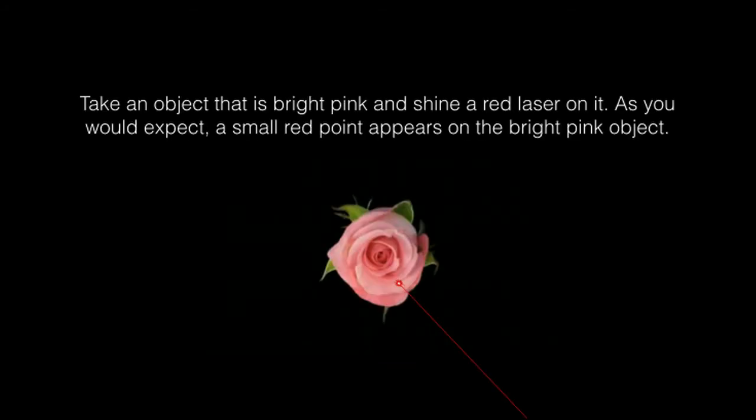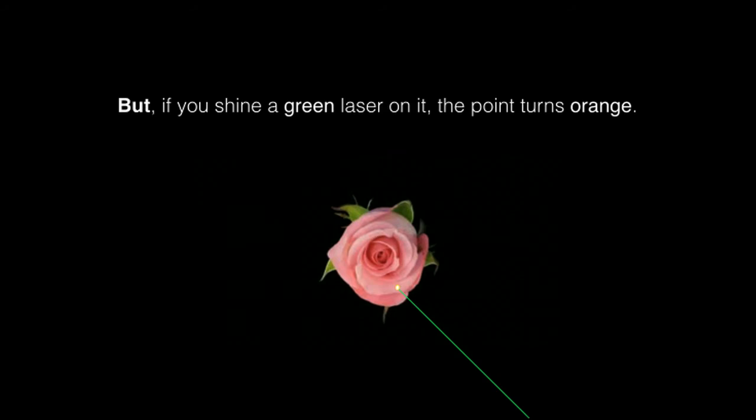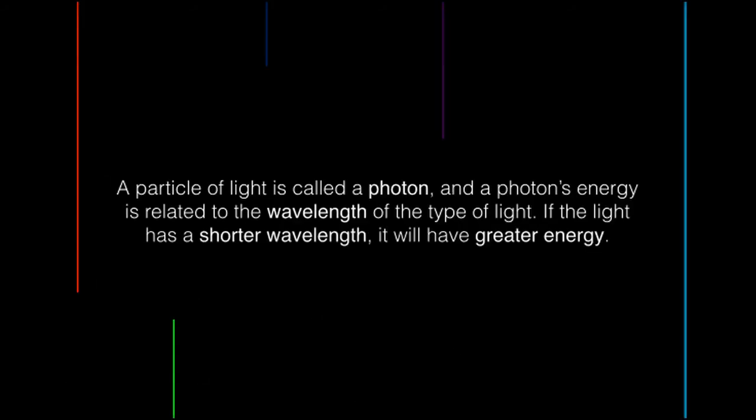Let's take a look at another experiment which shows that light is a particle. Take an object that is bright pink and shine a red laser on it. As you would expect, a small red point appears on the bright pink object. But if you shine a green laser on it, the point turns orange. The light isn't changing colors here. Instead, it is showing that light is made up of subatomic particles.